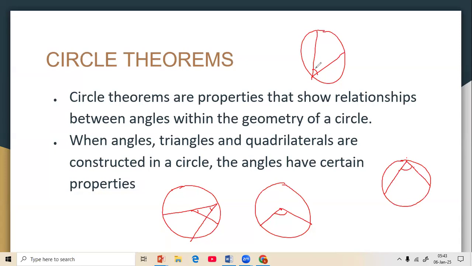Under theorems, we are not going to use the protractors to measure. You are just going to be applying the theorems to find out that the angle is this, without going into the use of the protractor to measure, or drawing using a compass and the rest of that. So those are what we call the circle theorems.